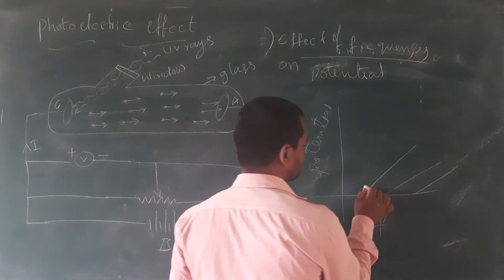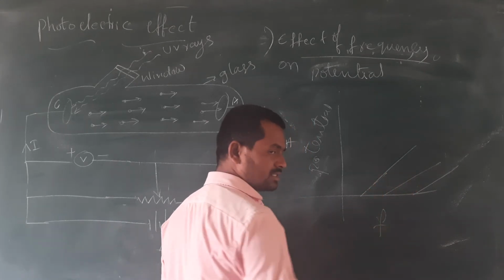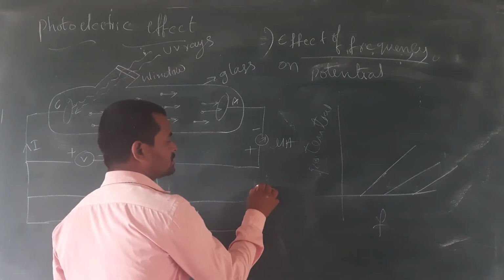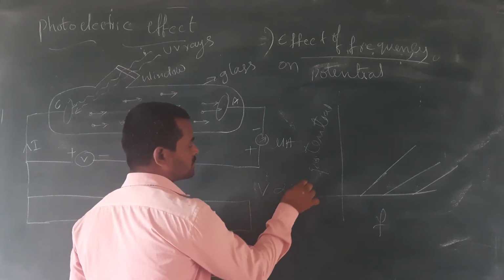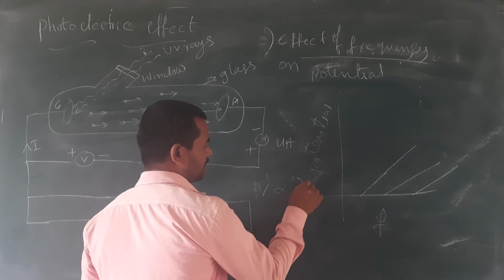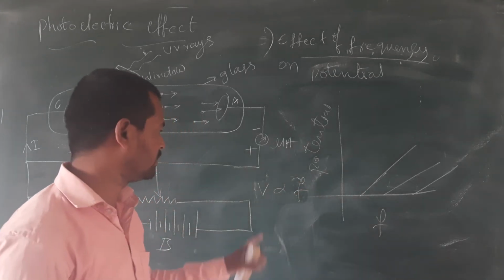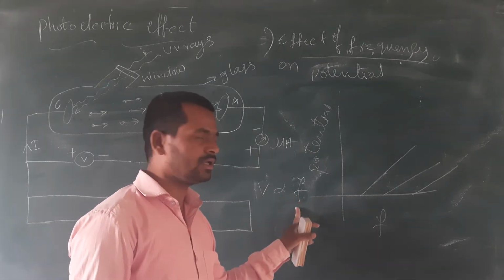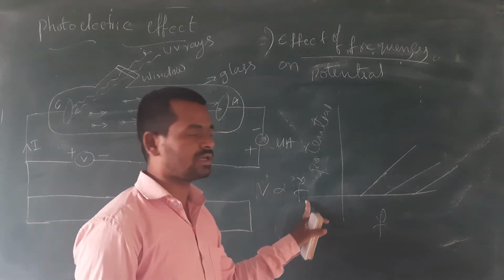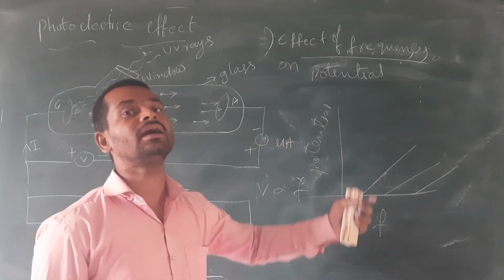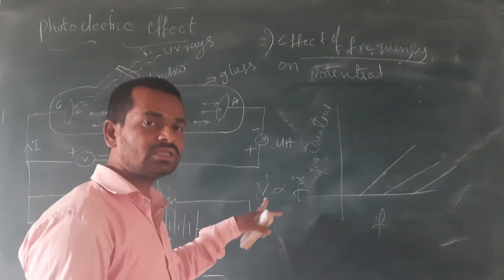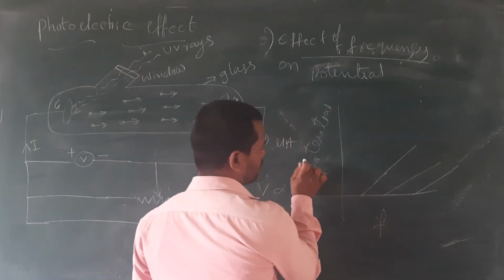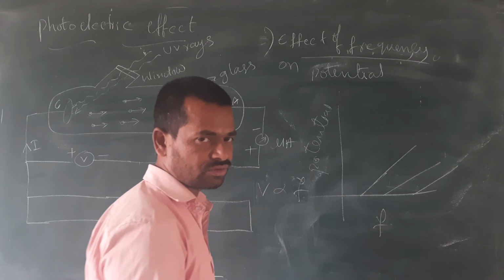Generally frequency depends on potential. As the potential increases, frequency also increases. As the potential decreases, frequency also decreases. That means potential is directly proportional to frequency. But frequency cannot depend on current, it depends on potential. And here the potential versus frequency graph is drawn.